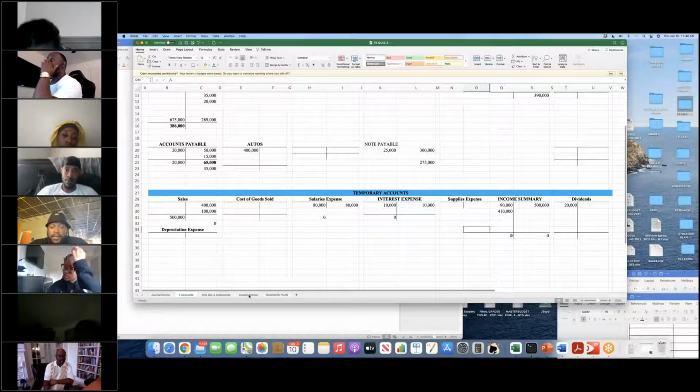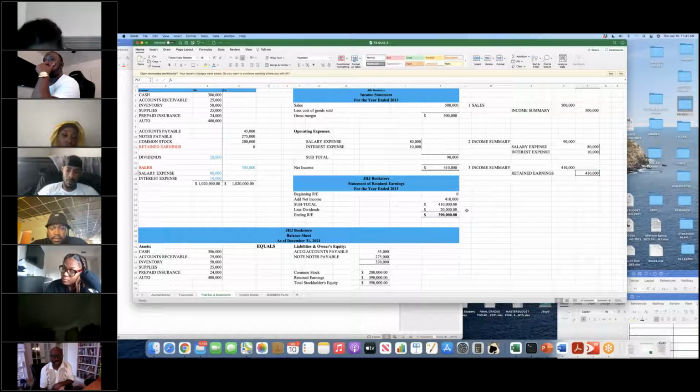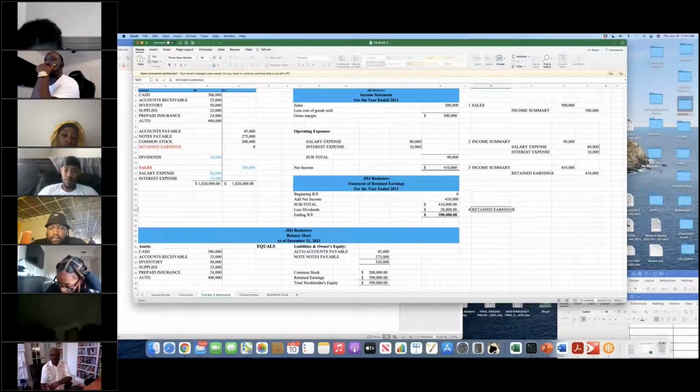So when we get ready to make closing entries, our final closing entry is the dividends. And so with the dividends, we will debit retained earnings because that reduces income. We're paying it out. And we're going to credit dividends for the 20,000. So once we do that, now we got to post this journal entry.